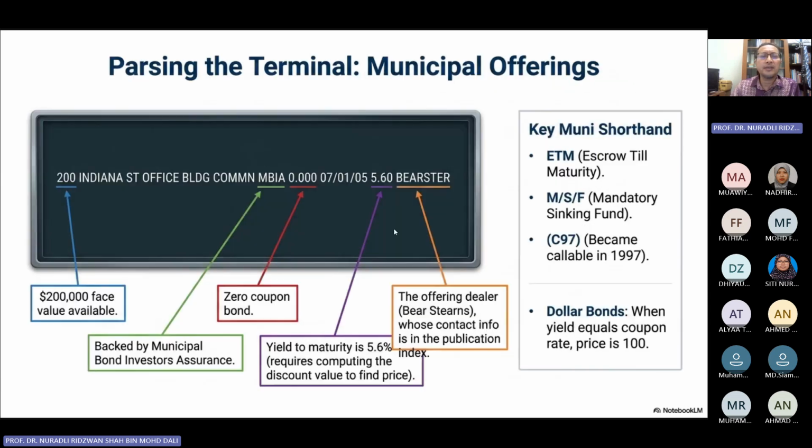Okay, all right. So this is a municipal offering, which is Indiana State. This is 200,000 face value, the principal. This is a zero coupon bond, backed by municipal bond. Years to maturity is 5.6, and the offering dealer is Bear Stearns, whose contact info is in the publication. So this is the municipal offering.